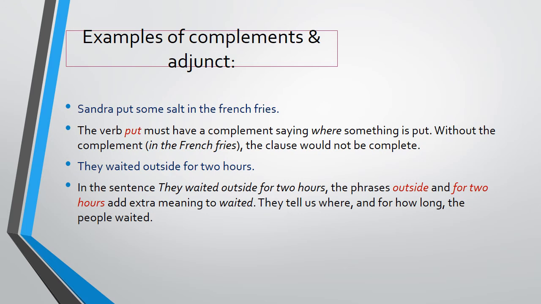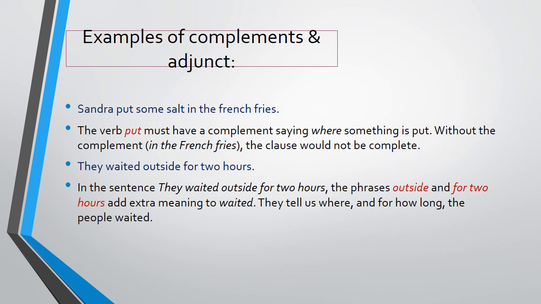Let's continue with examples of complements and adjuncts. Sandra put some salt in the French fries. Let me see. The verb put must have a complement saying where something is put. Without the complement in the French fries, the clause wouldn't be complete. We always need to complete the sentences with a good complement.